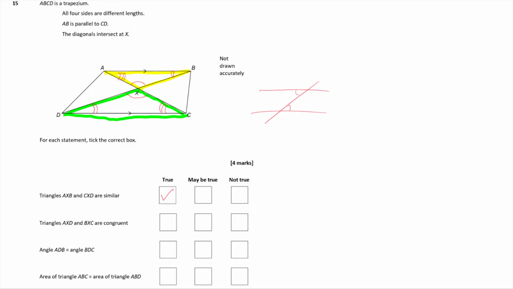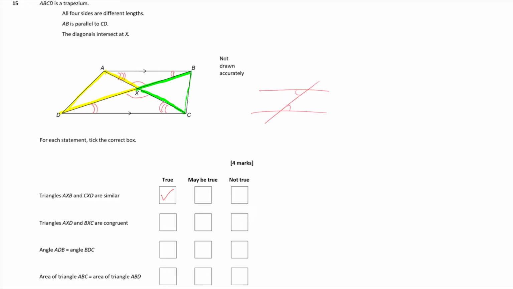Triangles AXD and BXC are congruent. Okay, so let's have a look at where those triangles are. Where's AXD? AXD down here. This triangle, is it congruent to BXC? Okay. Now, are they congruent?